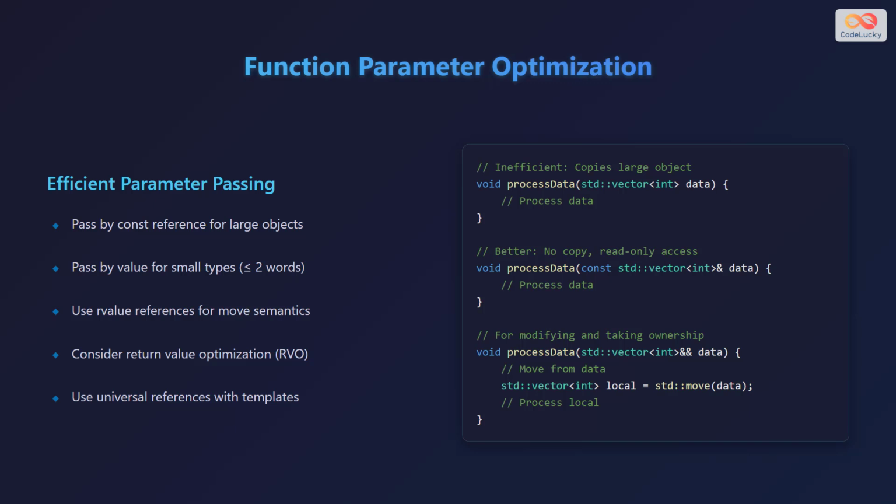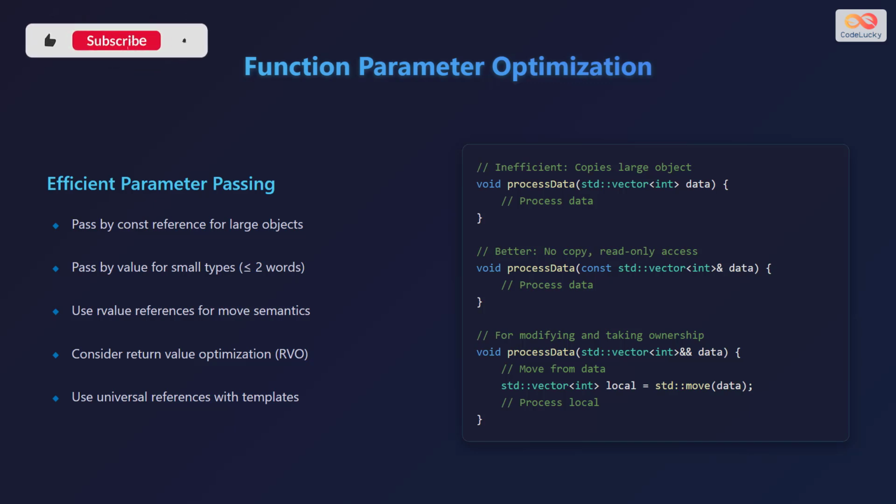Use rvalue references for move semantics. This allows you to efficiently transfer ownership of resources. Consider return value optimization, or RVO. RVO allows the compiler to avoid making a copy of the returned object. Use universal references with templates. Universal references can accept both lvalue and rvalue references, providing flexibility and efficiency.